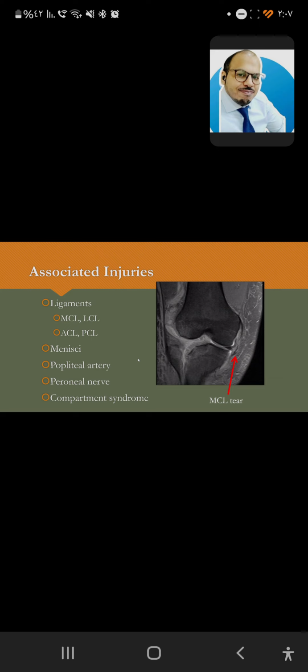Associated injuries include the MCL, LCL, menisci, also arterial injury, nerve injury, etc. And always compartment syndrome.